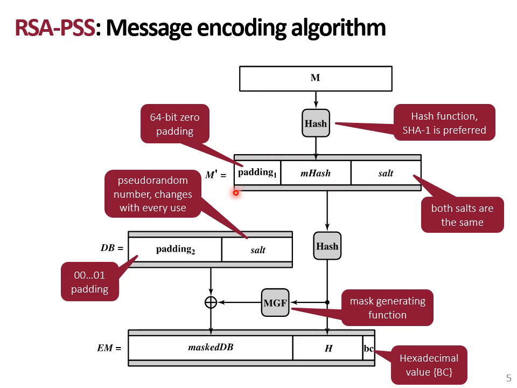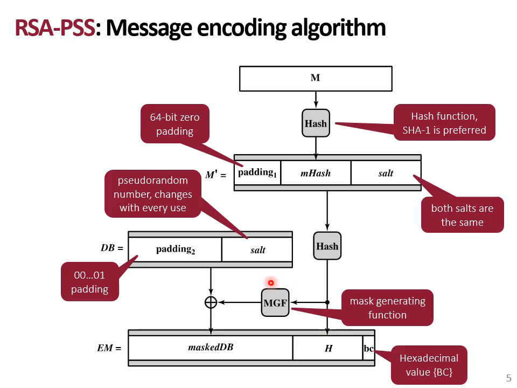Moreover, we add some padding with 0 bits and a salt. This salt is a pseudo-random number that changes with every use of the signing algorithm for added security. This message M dash, which contains the padding, the hash value and the salt, is then sent again through the same hash function as before. This creates the final hash H.